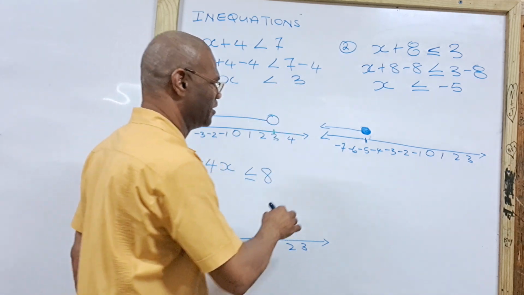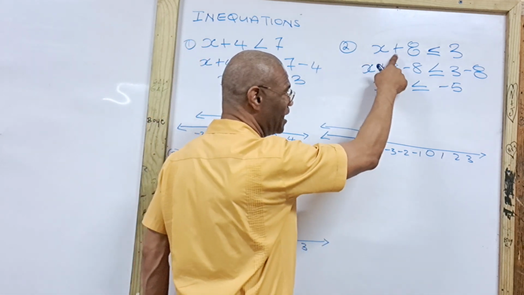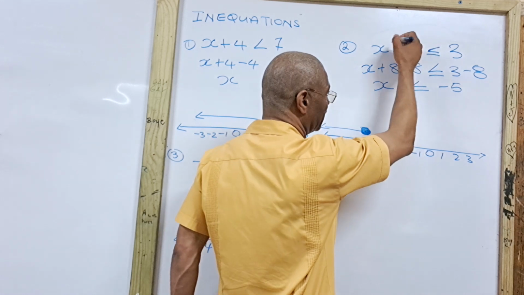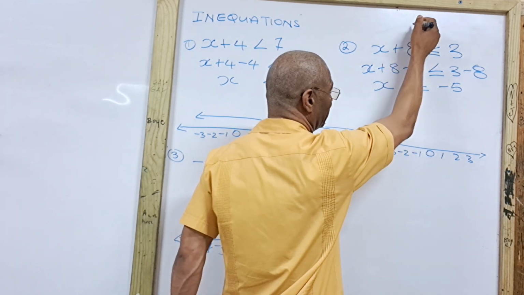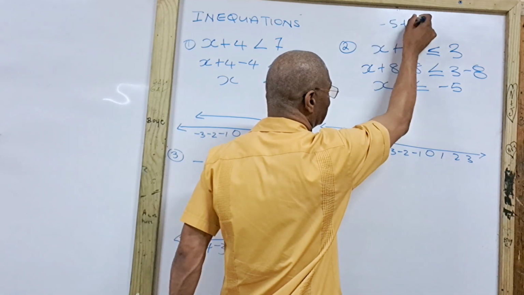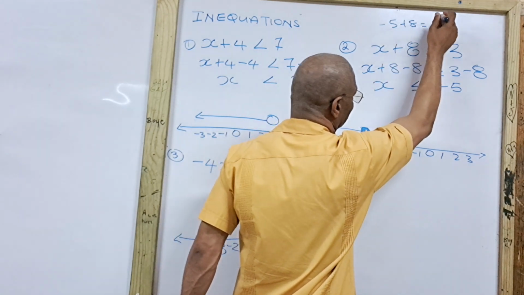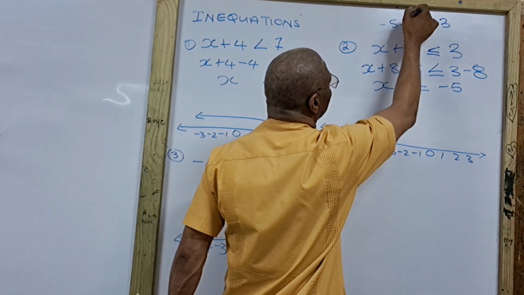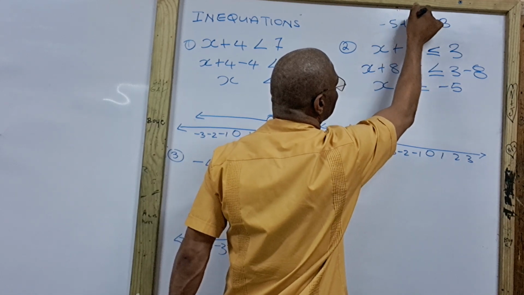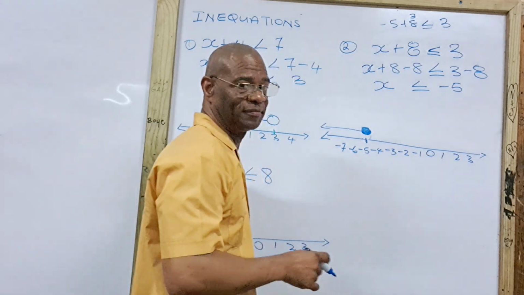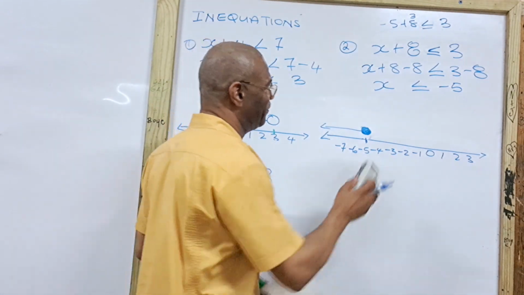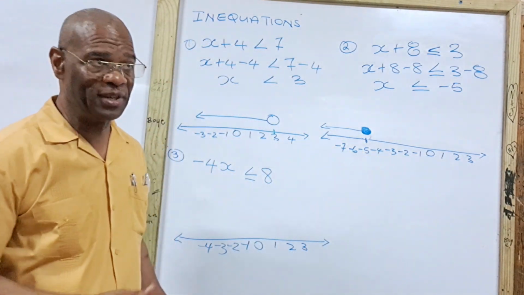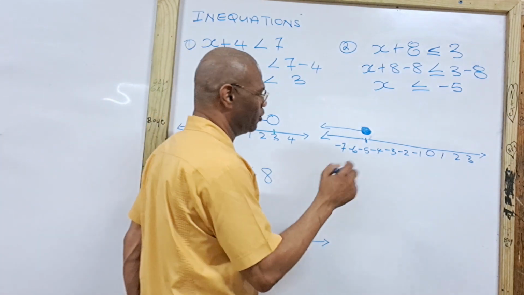Now let's see if it works. So if I choose negative 5, so negative 5 plus 8 is less than or equal to 3. That's true. Because negative 5 plus 8 is what? Positive 3. So negative 5 plus 8 is less than or equal to 3. So this right here would be negative 5 plus 8 is 3, positive 3. Alright? That's what we would get. So when we add negative 5 plus 8, we get positive 3, and 3 is equal to 3. Alright? So that will make it true.